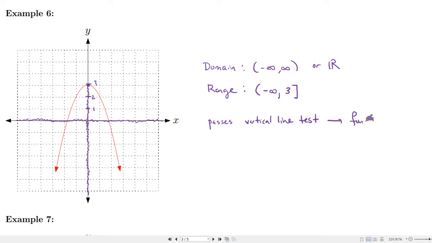So this is a function. This is a graph of a function. But again, it doesn't pass the horizontal line test. For example, I can make a horizontal line here. Okay, there we go. A horizontal line hits the curve in 2 spots instead of at most once. So it fails the horizontal line test. That means it is not 1-to-1.